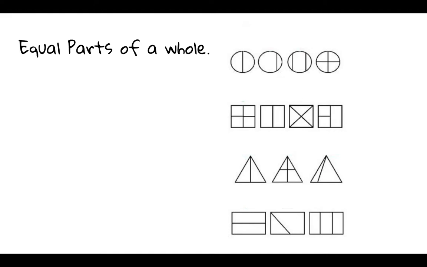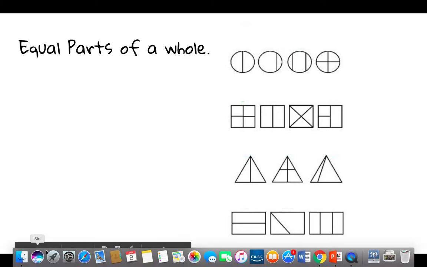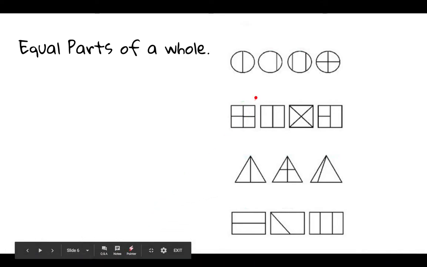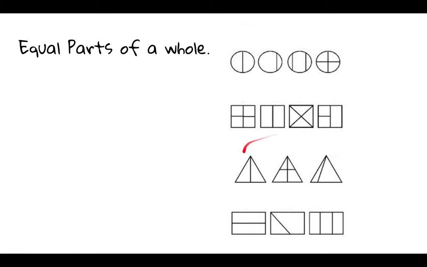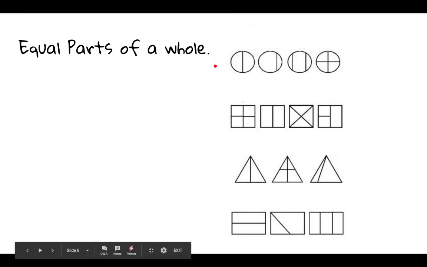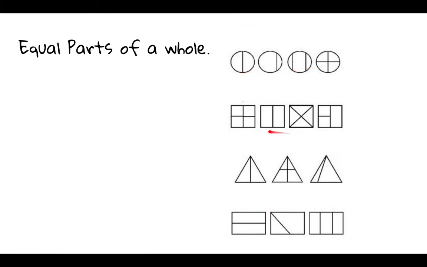So on this slide, I have a bunch of pictures right over here. And those pictures, each one is a different shape, I know that. But within the rows, there are examples of them that are equal parts of a whole, and there are examples that are not equal parts of a whole. This one right here that my pointer is on is an example of equal parts of a whole, because if I were to cut this down the middle and stack these two on top of each other, they are exactly the same size.